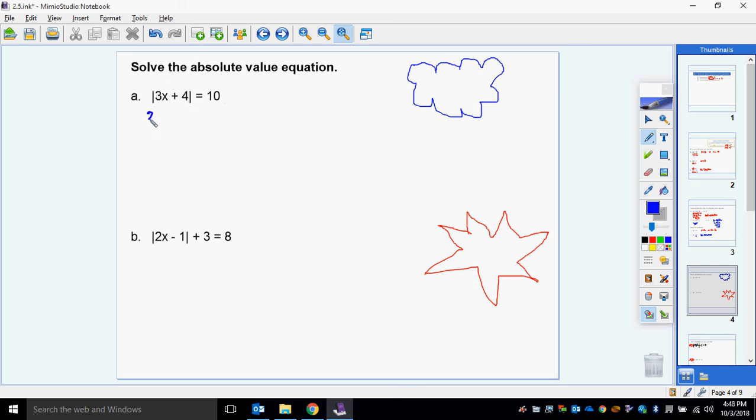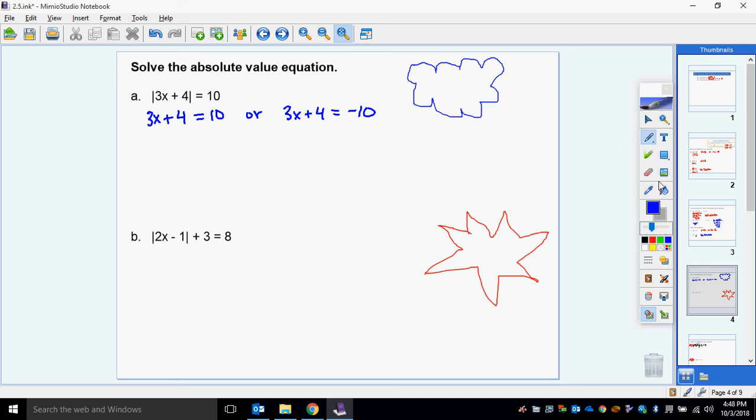Well, one option is if it was just 10 itself. So if 3x plus 4 equaled 10, then I would be okay. Right? If this part equals 10 and I took the absolute value, it would equal 10. The other thing that it could be is if this part was negative 10 and I took the absolute value, then it would equal 10. So there's two options. If 3x plus 4 equals 10 and if 3x plus 4 equals negative 10, you'd still come out with a true equation. Both of these would give you 10.